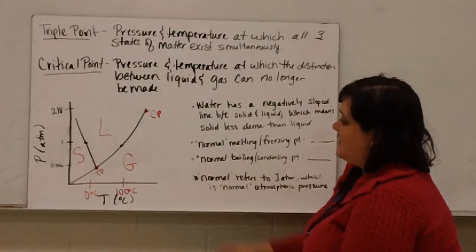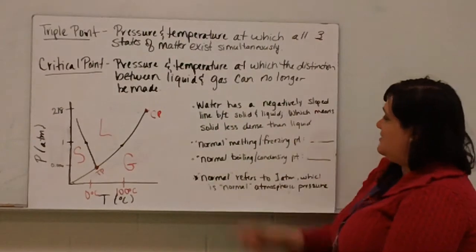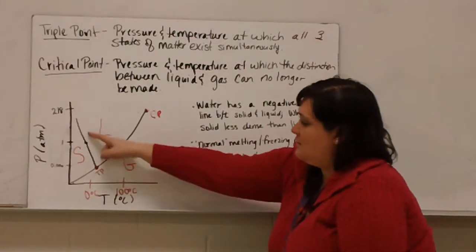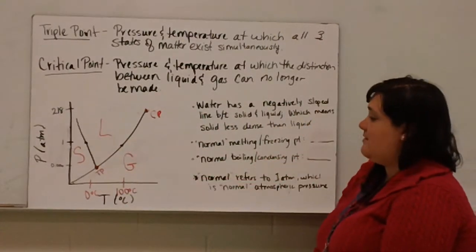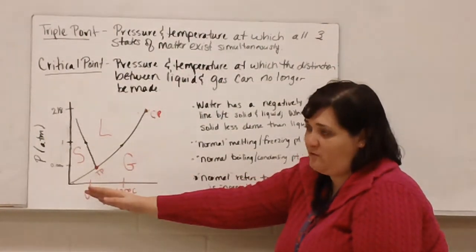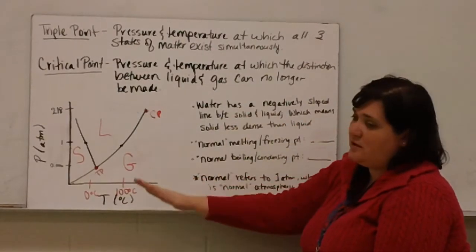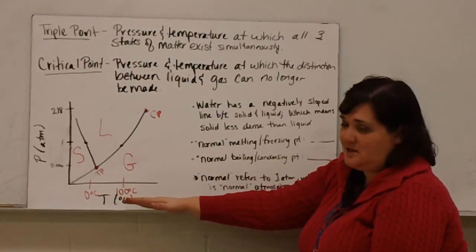Now, this is a phase diagram of water. And if you see here, water has a negatively sloped line between solid and liquid. And that's because the solid form of water is less dense than the liquid form of water. And so that line leans or slopes towards the substance with less density.